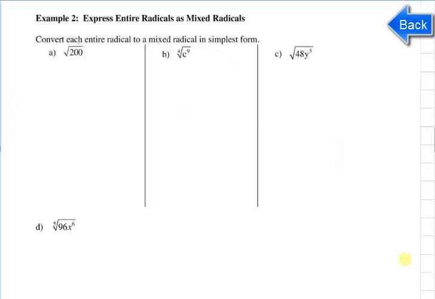So in this next example, we're going to express entire radicals as mixed radicals. You're asked to convert each entire radical to a mixed radical in simplest form. So we're going to take a look at using two methods to do the first couple of examples, and then I'll just resort to one method for the next two. So on A, one method is the prime factorization method.